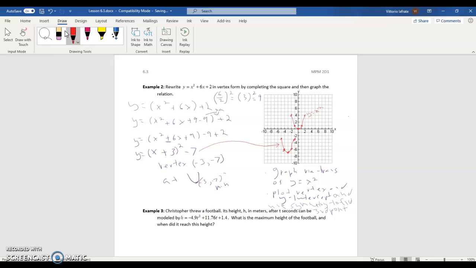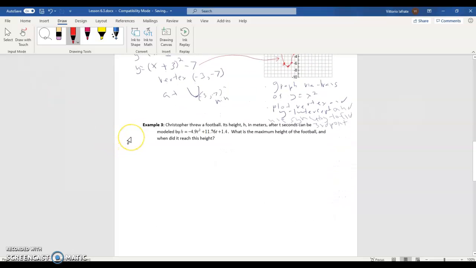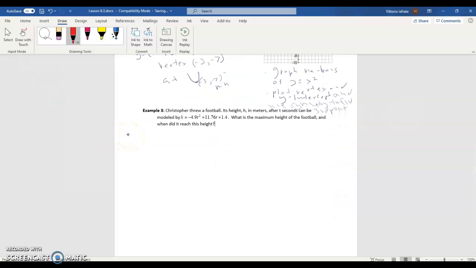So we're going to go and do example 3 now. So it's a word problem. Christopher threw a football, its height h in meters after t seconds can be modeled by this equation here. What is the maximum height of the football, and when did it reach this height? So you've done questions like this before, where you have to find the vertex basically. So we want maximum height and when it reached this height.